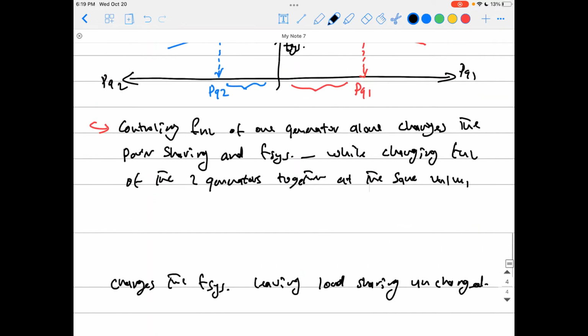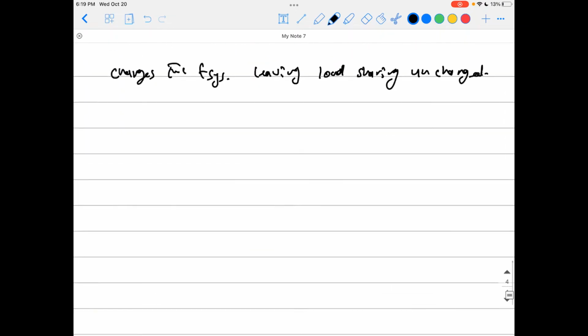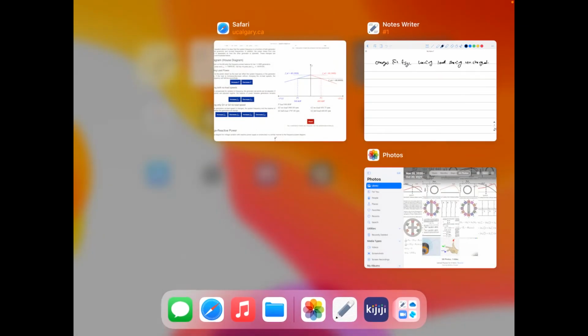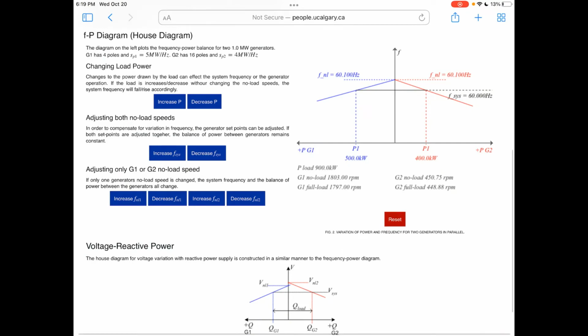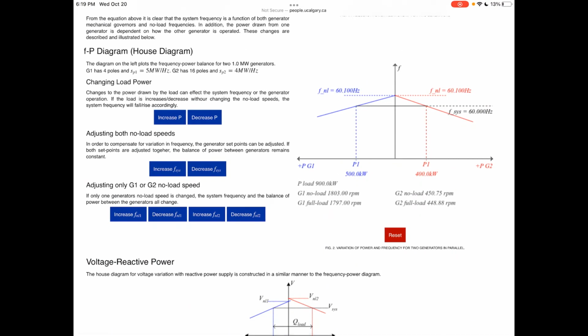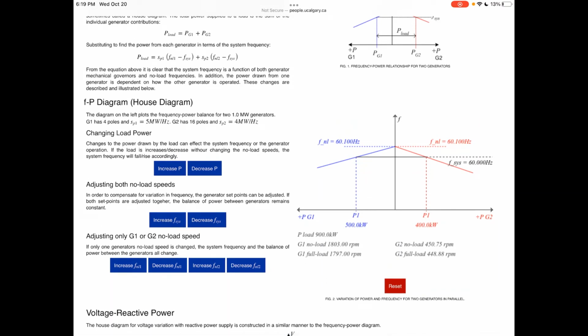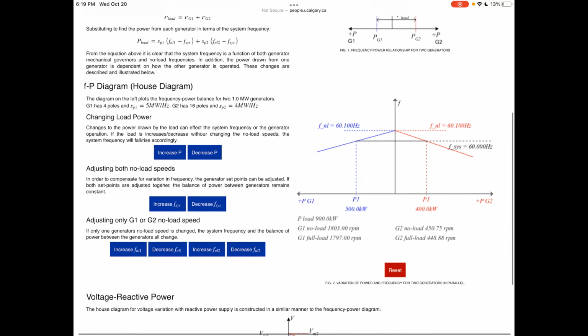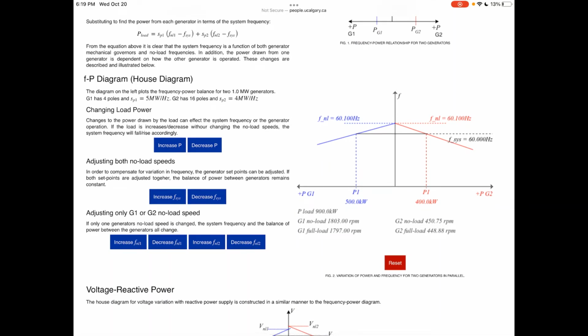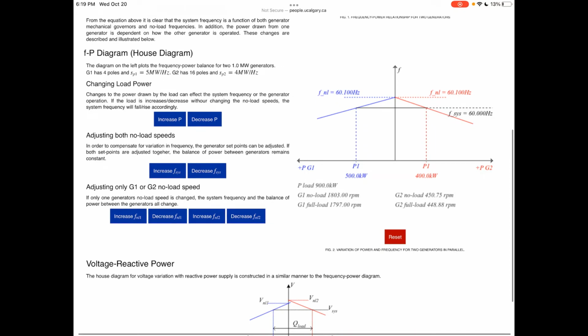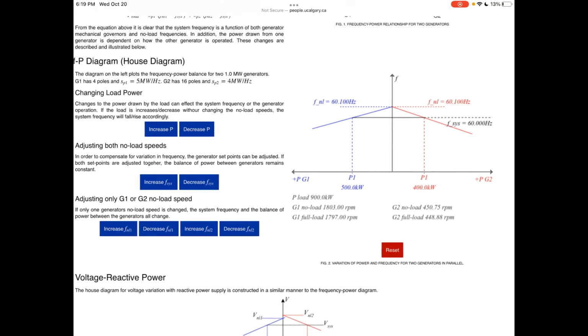What I mean by that, it'll be a lot of work to just keep redrawing all of that, so I will take you to, again, Dr. Knight's online materials. It's very useful here. So that's an interactive house diagram, okay? And by the way, you now know why we call it house diagram, because it looks like a house by just plotting the two generators' FP relationships on the same axes. It will just have this triangular shape of the house, okay? So here you have the buttons to increase P, decrease P, increase F system, decrease F system, and to increase and decrease the no load frequency of them all, okay?